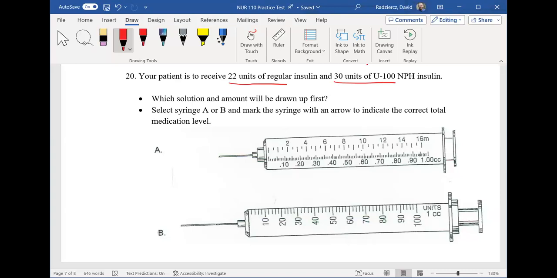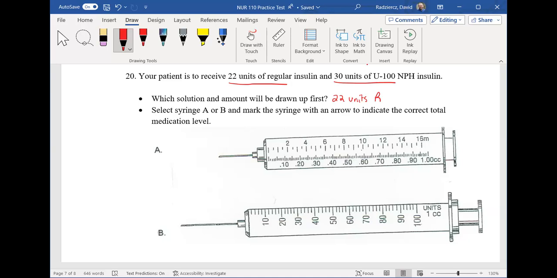When it asks which solution and amount will be drawn up first, that would be 22 units of regular. So 22 units regular. I'm just going to abbreviate that R. The next thing it says is to choose a syringe, A or B, and then mark the syringe to indicate the correct total medication level. This question is being asked a little bit differently, and I'll show you where there's some nuance because you might see different ways that this question is asked.